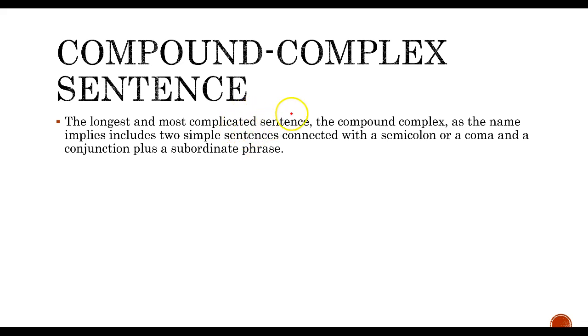The longest and most complicated sentence, the compound complex, as the name implies, includes two simple sentences connected with a semicolon, or a comma and a conjunction, plus a subordinate phrase. Now we're getting into sort of crazy territory. This one's not actually used all that much, but I am going to show you a couple of examples. It gives you some leeway because you can jam the most into a sentence when you use this type of sentence.